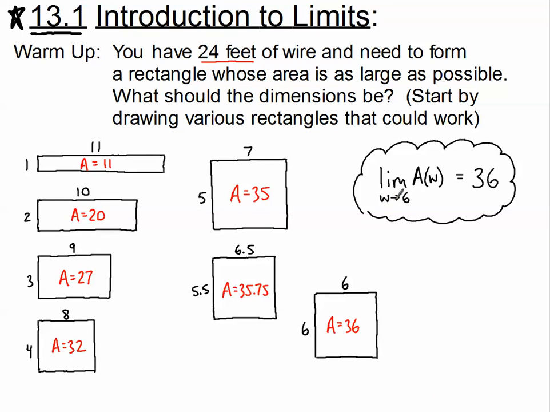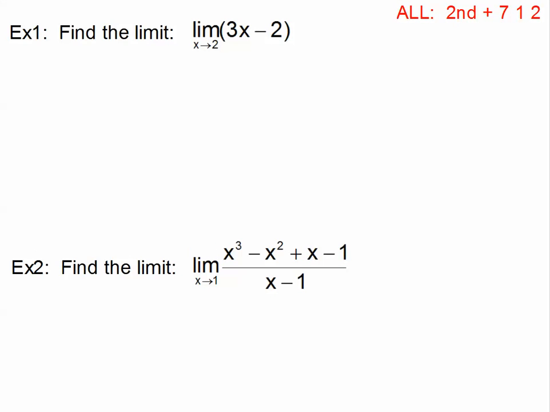So it's important to see what's happening on the left side of 6, the lower numbers, and it's also important to see what's happening on the right side of 6, the greater numbers. And as we approach 6, our limit becomes 36. So let's look at our first example.